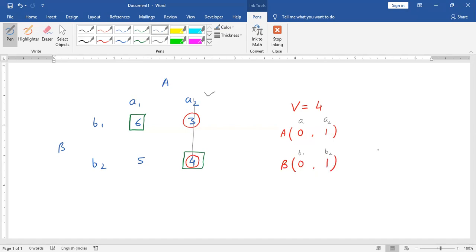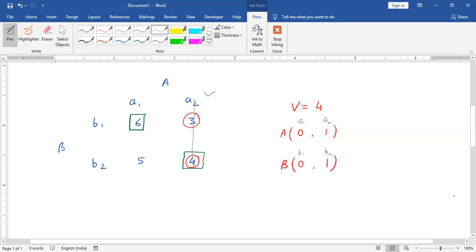So the value of the game is 4 because the value at the saddle point is 4. And if we're talking about the strategy for player A, the strategy is 0 and 1 because we are not going to use the A1 strategy. We are going to use the A2 strategy because the saddle point exists in A2. Similarly, for player B, there are two strategies, B1 and B2, and the saddle point exists in B2. That is why the value of B2 is equal to 1 and the value of B1 is equal to 0.